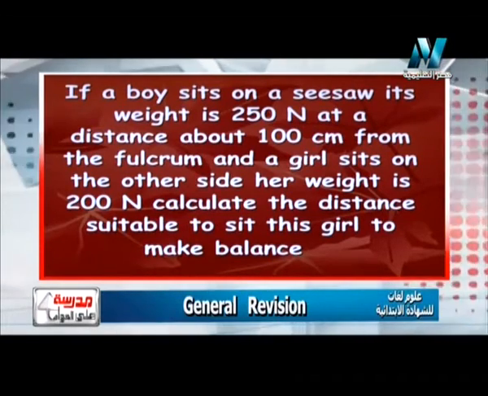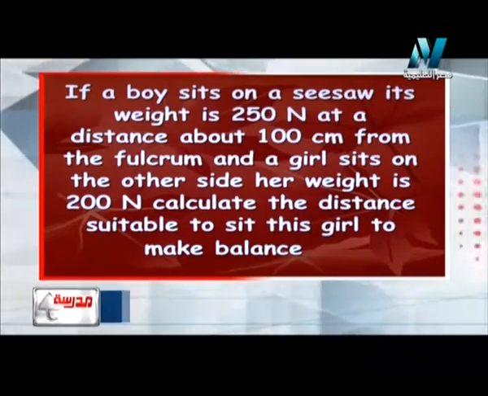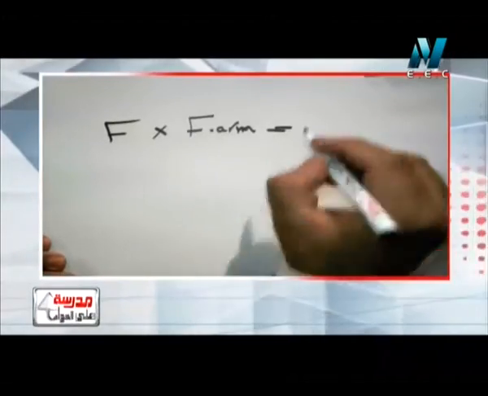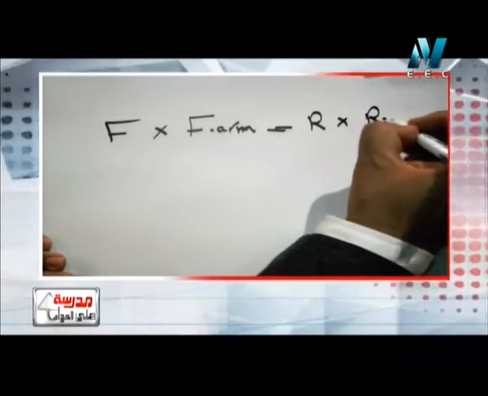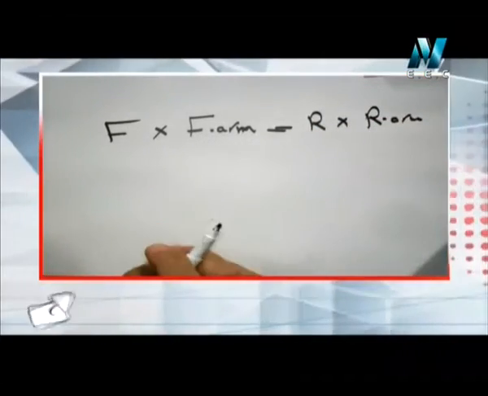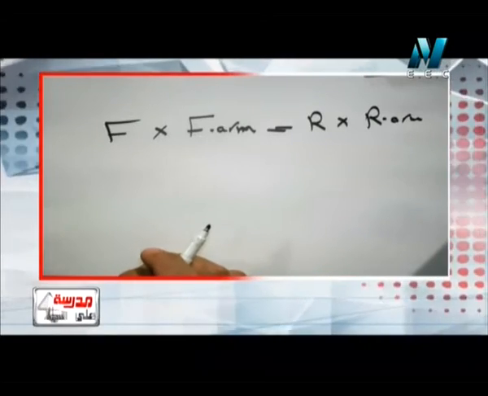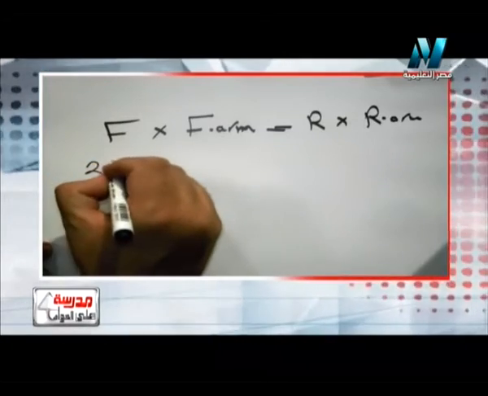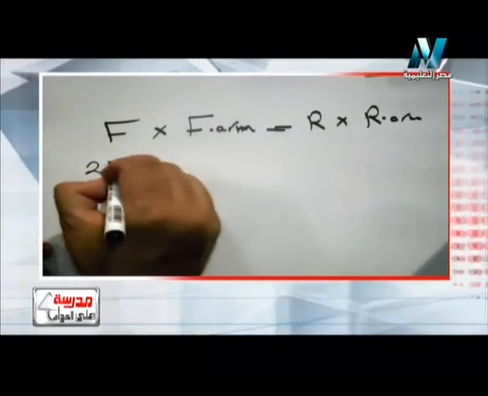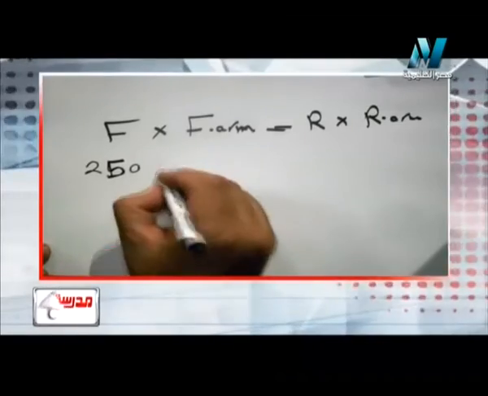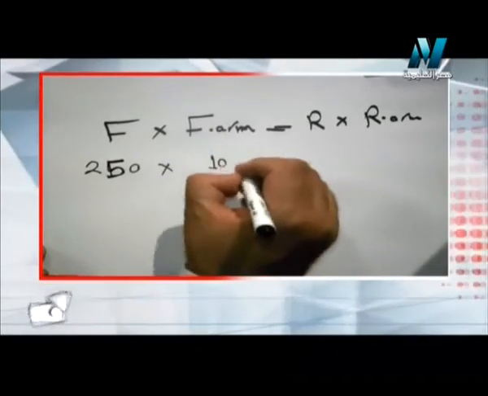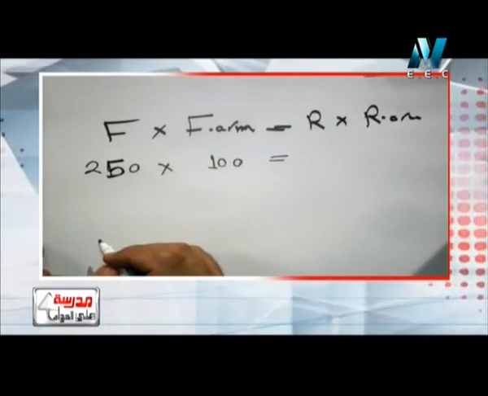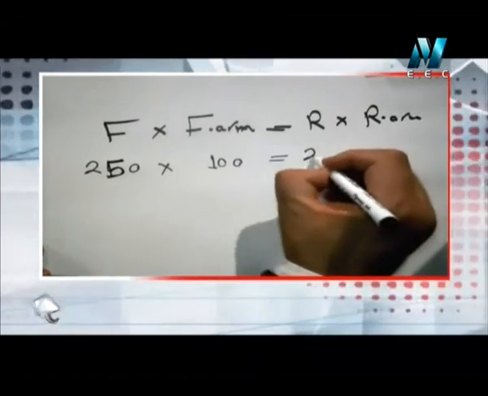Effort by effort force arm equal resistance by resistance arm. So here again we read the question. If a boy sits on a seesaw, its weight is 250 newton. So I imagine that the effort force is 250 newton, by 100 centimeter, which is the distance from the boy to the fulcrum. And the girl is 200 newton, so the resistance is 200 newton.